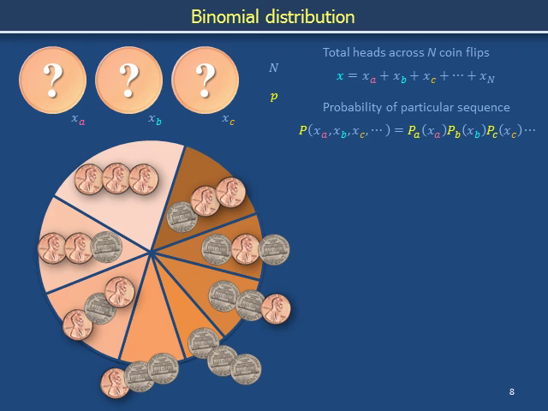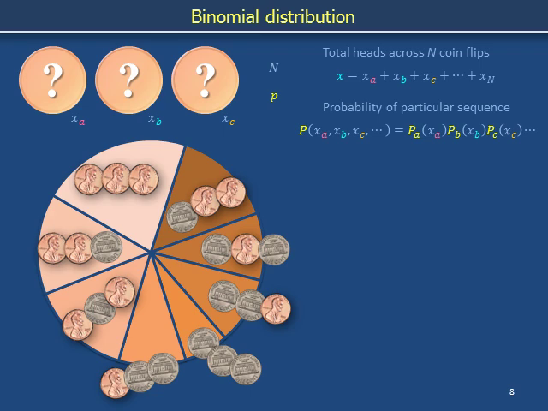Assuming that individual coin tosses do not influence each other, we say that they are statistically independent. Thus, we say that the probability distribution for getting the sequence string XA, XB, XC, and so on factorizes into a product of individual probability distributions P sub A of X sub A alone times P sub B of X sub B alone times P sub C of X sub C alone, and so on.